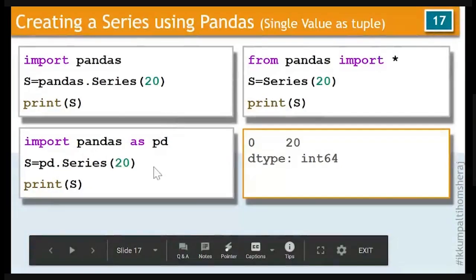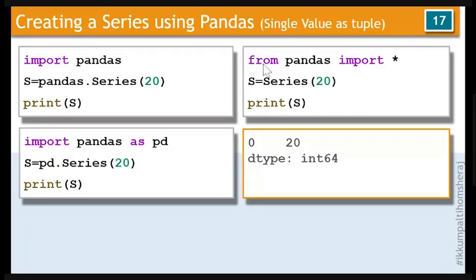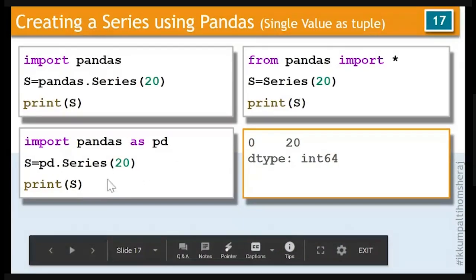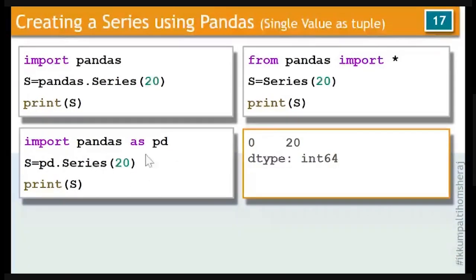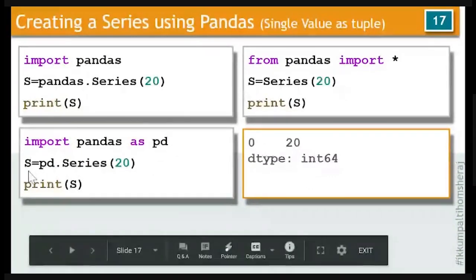Now, these are the 3 different variations in which the series can be created. You can write from pandas import star, and instead of writing anything before Series, because we are saying import star, it is going to consider all the functions lying inside pandas to be directly used without prefixing anything before them. So we can directly write s is equal to Series, and inside brackets 20, meaning we are keeping one single element in it. The third example, which is the most common example which all of us use, is import pandas as pd, and then we write s is equal to pd.Series 20.